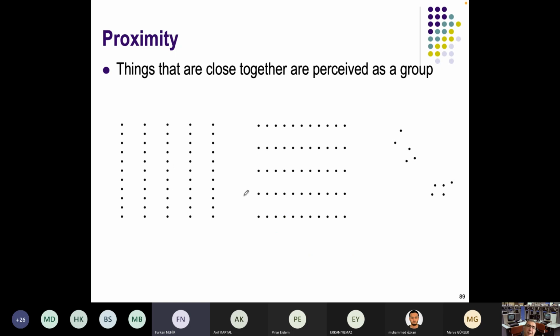This is what proximity is. What we see here is actually a bunch of dots.